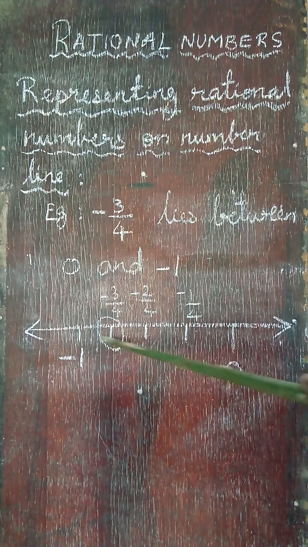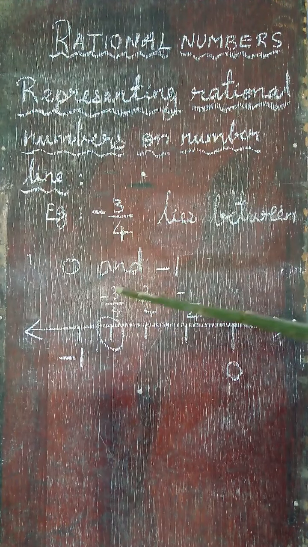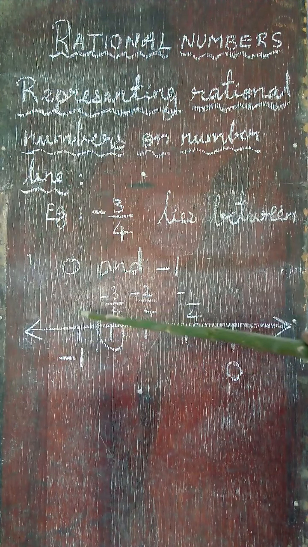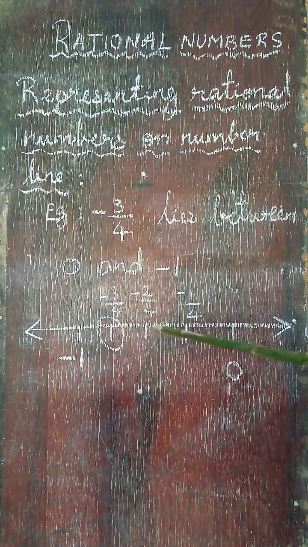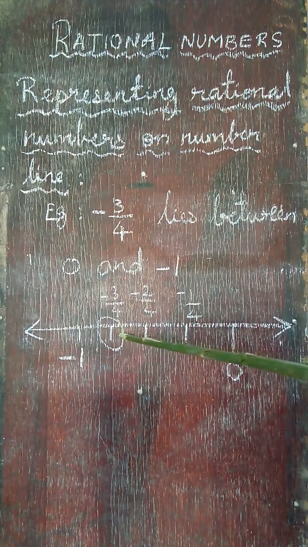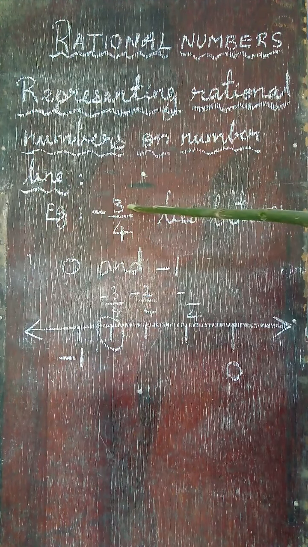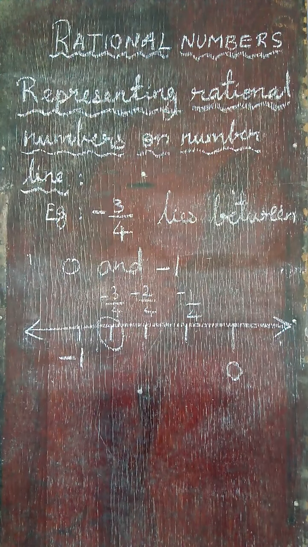1, 2, 3, 4. The first line will be minus 1 by 4. The second line will be minus 2 by 4. The third line will be minus 3 by 4. And this line will be minus 4 by 4, which becomes minus 1. This is minus 1 by 4, this is minus 2 by 4, this is minus 3 by 4, and this is minus 4 by 4, which is minus 1. So where will you represent minus 3 by 4? This particular place. This is how you have to represent a rational number on the number line.